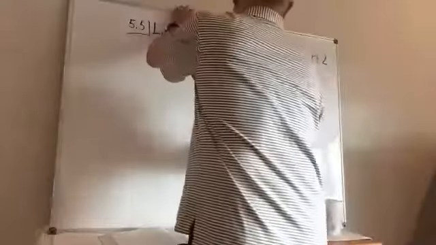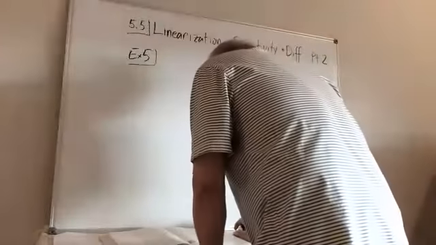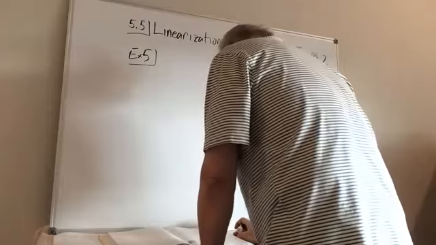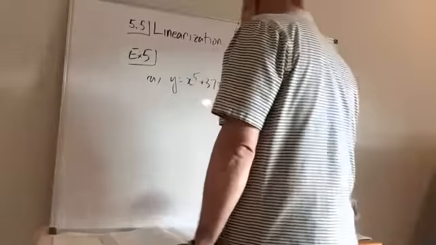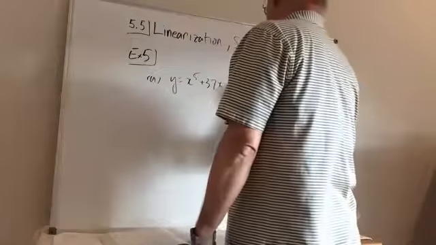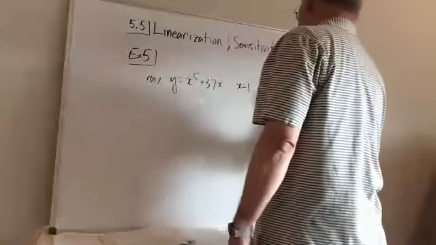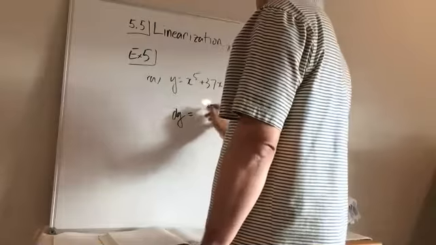So example number 5, this is where we have different differentials. Example number 5 says, find the differential dy and evaluate dy for the given values of x and dx. So y is equal to x to the 5th plus 37x, and I want to evaluate this when x is equal to 1 and dx is equal to 0.01.